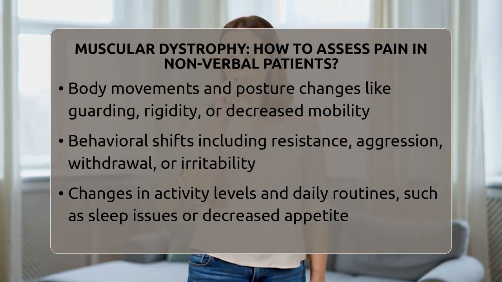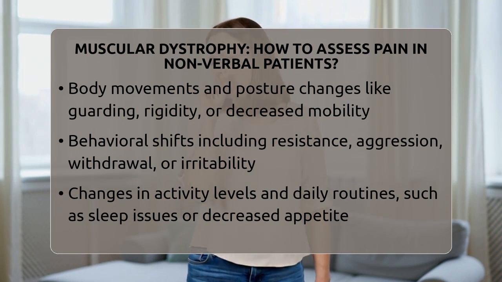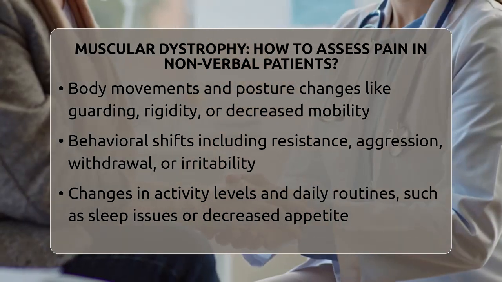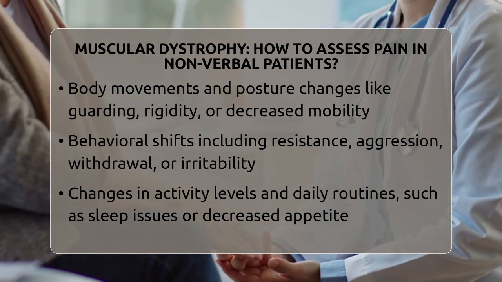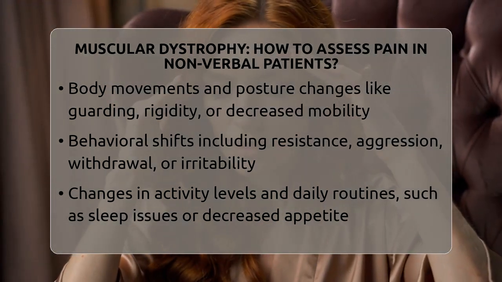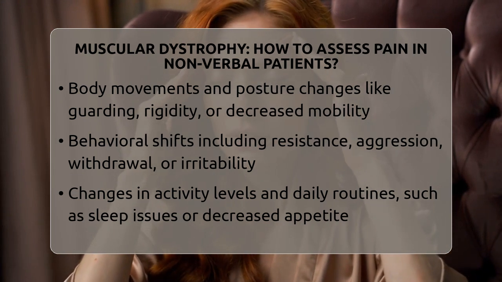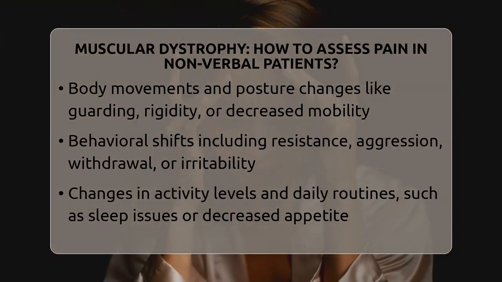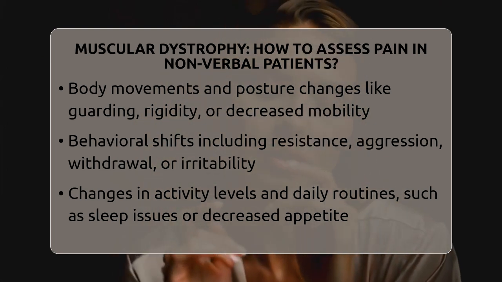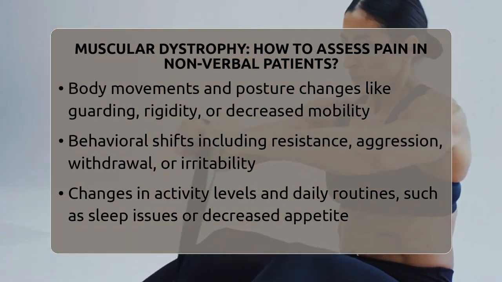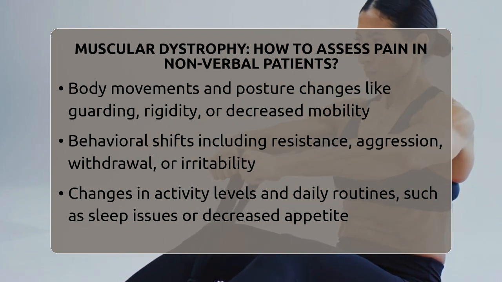Body movements and posture also reveal a lot. Patients might guard or rub a specific area that hurts. They could become rigid or show decreased movement in certain limbs. Limping, pacing, rocking, or fidgeting are common behaviors that suggest pain. If a patient suddenly becomes less willing to move or shows a decreased range of motion, it might be a sign they are in pain.